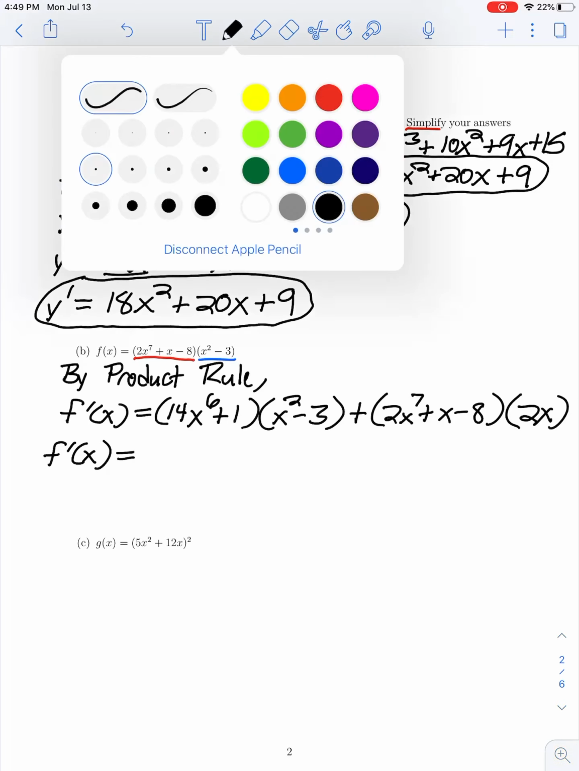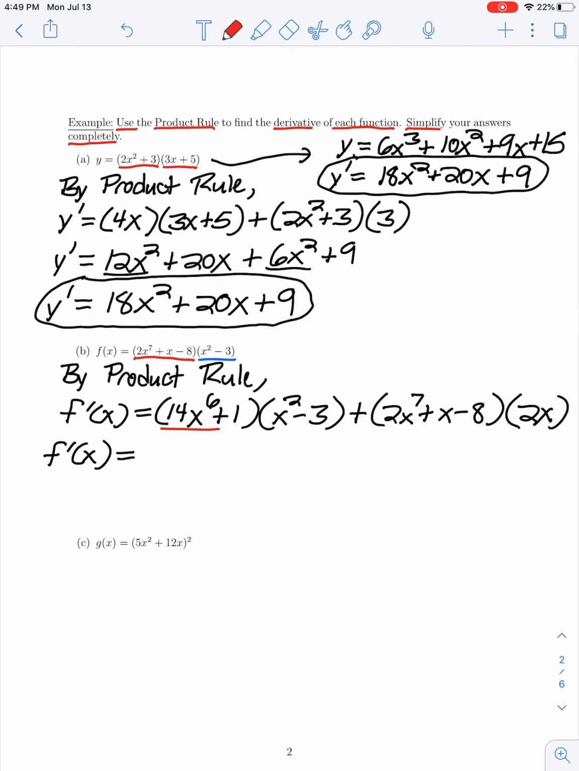So for the product of these first two terms, if we expand, we have 14x to the 6th times x squared is 14x to the 8th, minus 14x to the 6th times 3, which would be 42x to the 6th, plus 1 times x squared is simply x squared, and then 1 times negative 3 is negative 3.